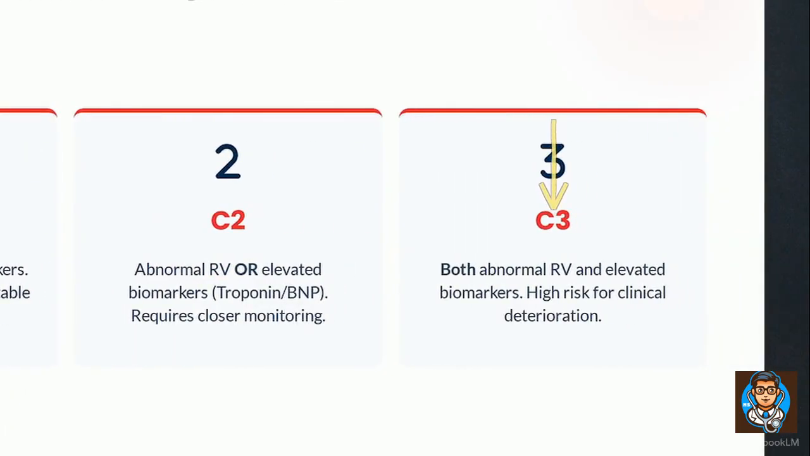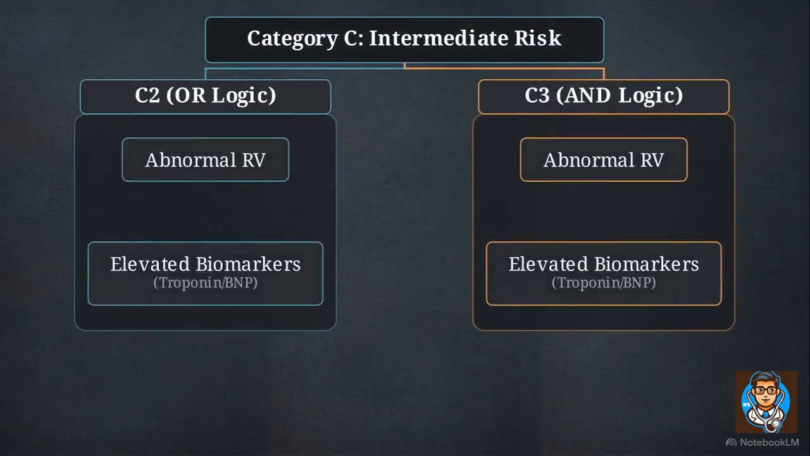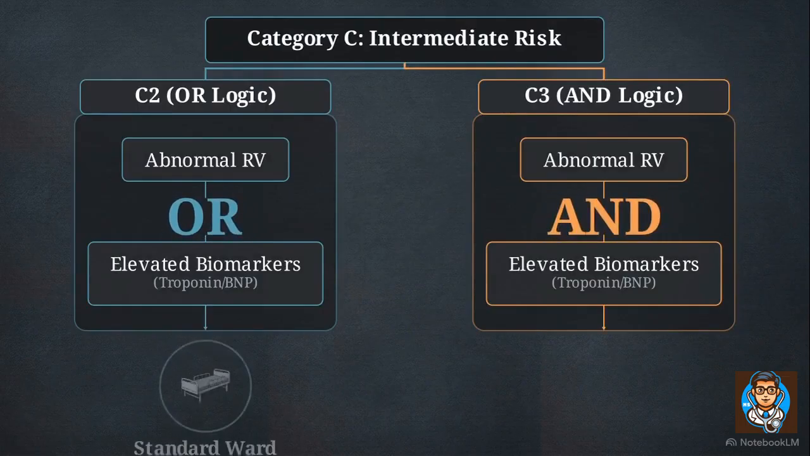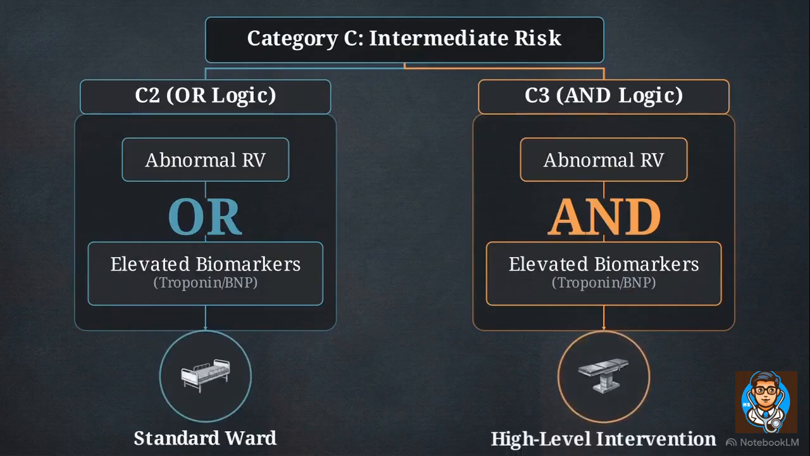Category C3 carries a much higher risk. Notice the text here. This is an "and" condition. The patient has both abnormal right ventricle imaging and elevated biomarkers. The distinction between that "or" in C2 and the "and" in C3 dictates the entire care plan. It determines whether a patient safely stays on a standard ward or requires high-level intervention to prevent sudden deterioration.